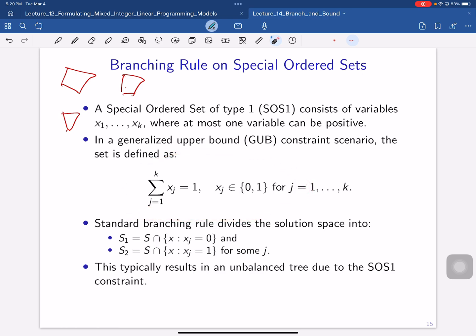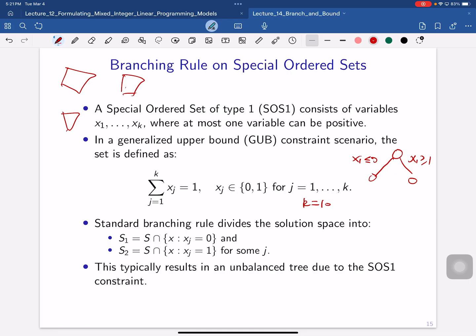Okay, and then let's assume K is a large number. Then you will have a very unbalanced branching rule if you use the standard branching rule. So why is that, right? Because let's assume you use the standard branching rule. Let's assume K equals 10 here, right? Now, without loss of generality, let's assume we first branch on x1. What's the issue with this type of branching, right? Why do I say it will be a very unbalanced branch and bound tree?